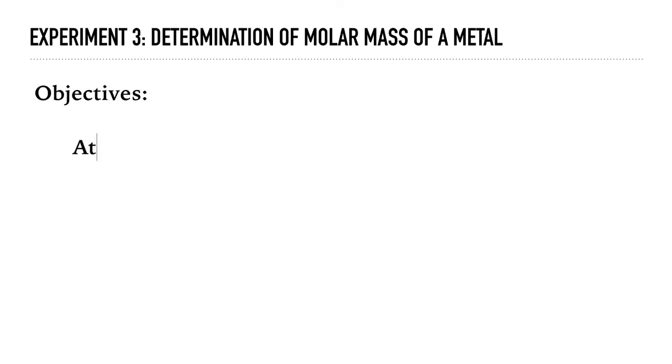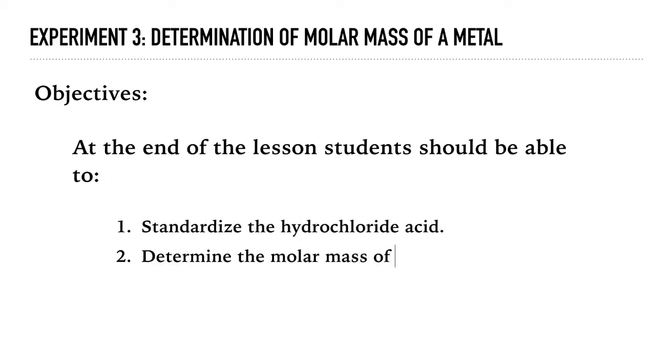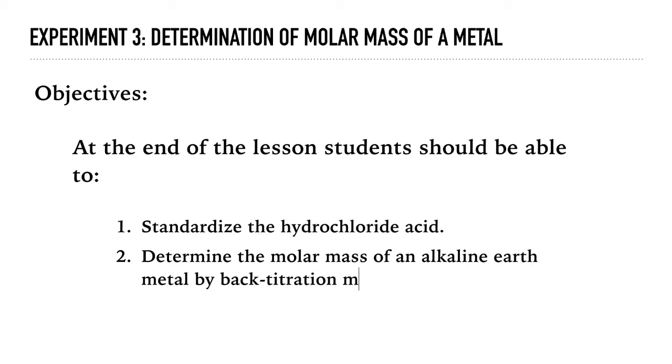Before we discuss the back titration in detail, let's look at the objectives of our experiment. The first objective is to standardize the hydrochloric acid, while the second objective is to determine the molar mass of an alkaline earth metal by the back titration method.